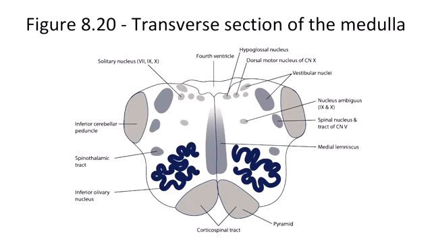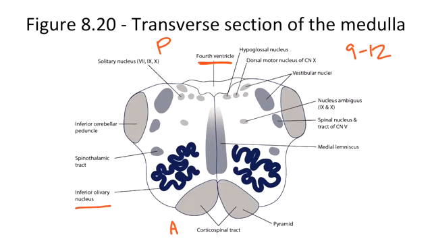This is figure 8.20, which shows a transverse section of the medulla. This is anterior and this is posterior. The medulla can be easily identified by the inferior olivary nucleus. Recall that cranial nerves 9 through 12 emanate from the medulla. Remember, most of the cranial nerve nuclei are directly adjacent to the cerebral aqueduct or the fourth ventricle, which you can see right here in this image.